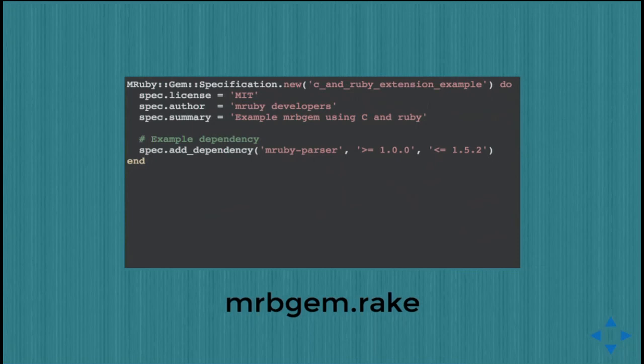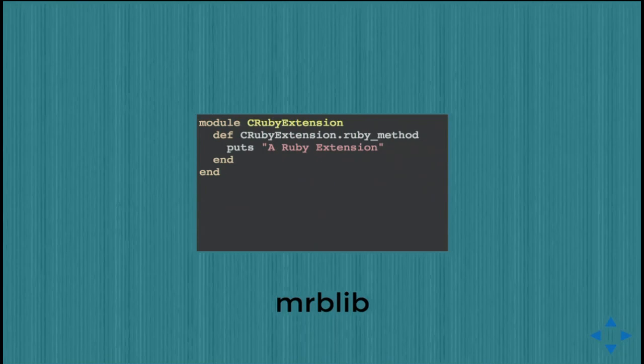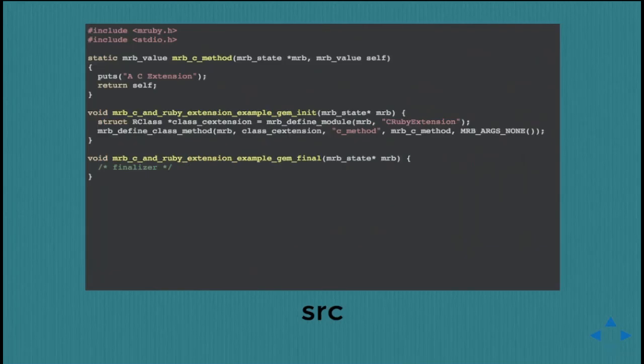Okay, so this is our Ruby code. If we want to add some Ruby code to our gem, we just put it in mrblib and it will be automatically added. In the src directory, we add our C or C++ code. And how it works, basically, the two most important functions are this one and this one. The first one says what should happen after the gem is loaded. In this case, we're creating a new class, CRubyExtension, and defining a new method for this class. First we get our context, then we get this class, then we say what the name is, then we set what the method is, and the last argument says how many arguments this function has. In this case, it's zero.